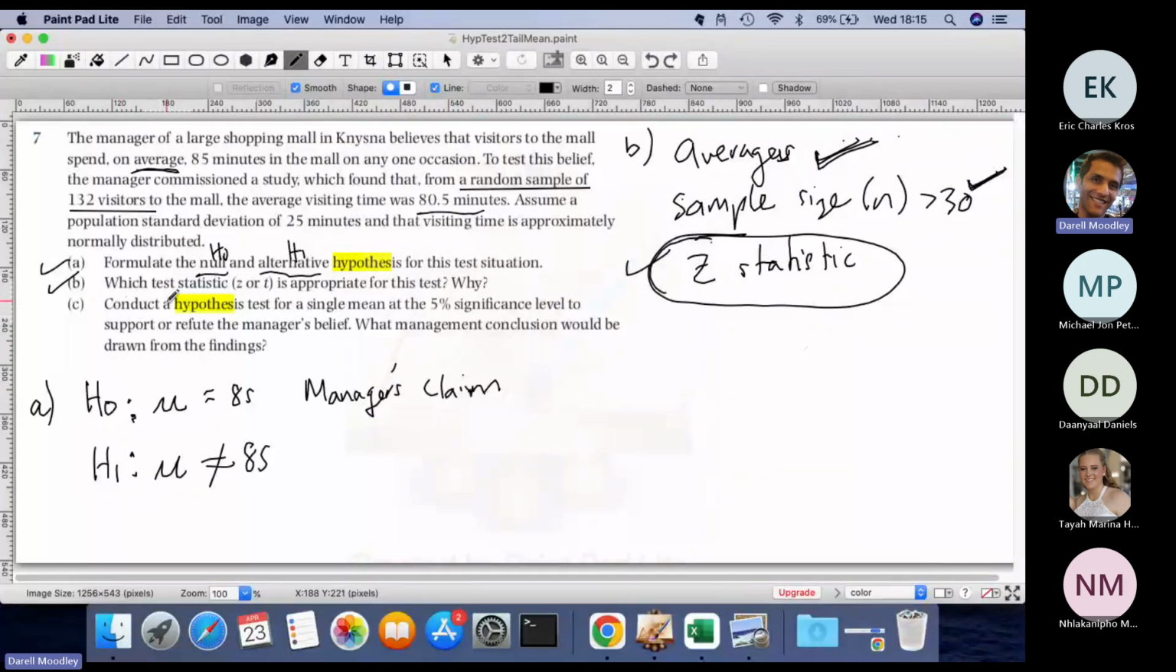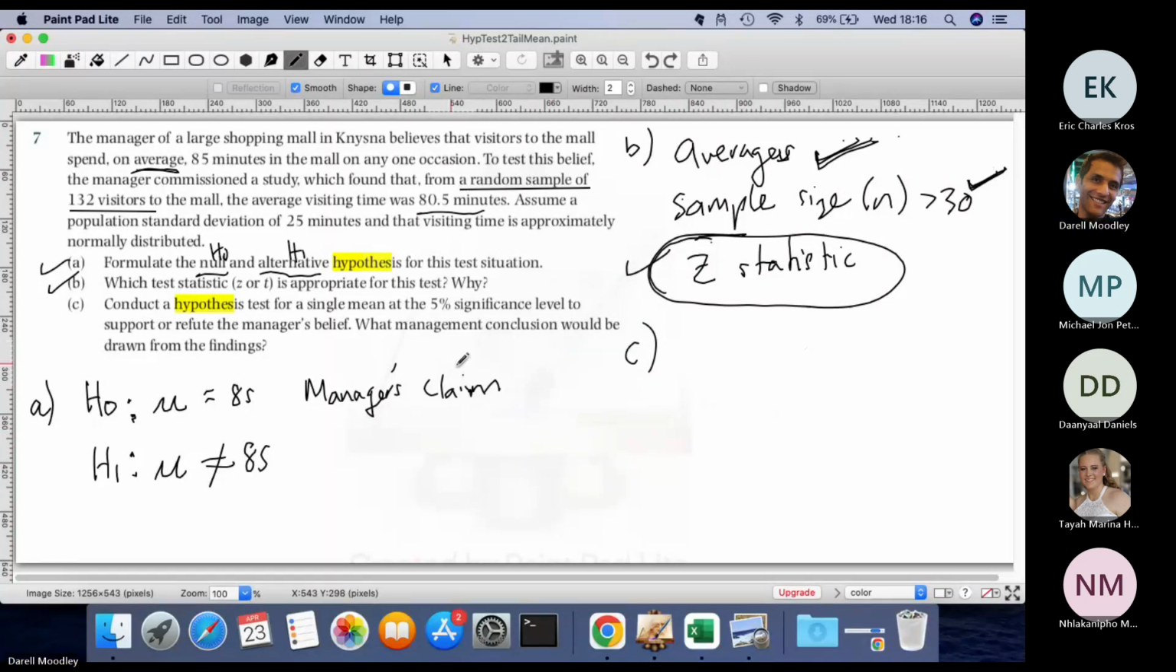All right. So question C is: conduct a hypothesis test for a single mean at a 5% level of significance to support or refute the manager's claim. What management conclusion could be drawn from these findings? So what question C is telling us to do is look at what's given and test whether this manager's claim is true or not. So we're going to proceed answering question C. We've already stated the hypothesis, that's done in part A. Now we're going to move on to finding the rejection region.